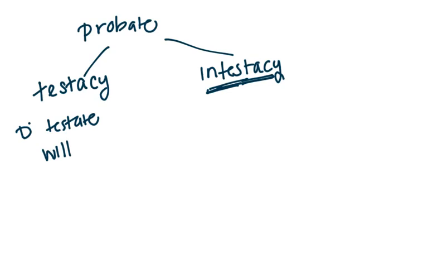Intestate rules are just the default rules that are used in the state to determine who gets the decedent's property when there is not a will. So again, intestacy rules are just the rules in the state that determine who gets the property of a decedent if the decedent did not leave a will.